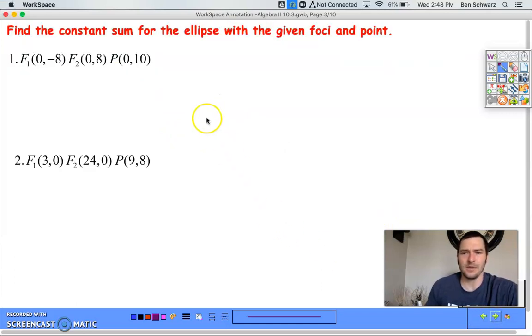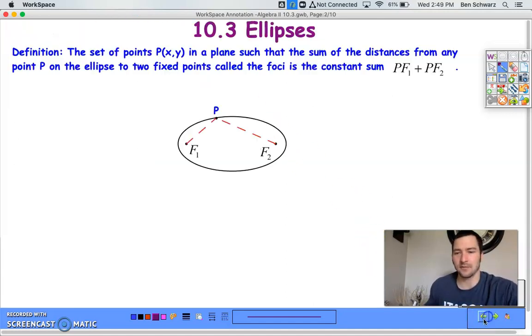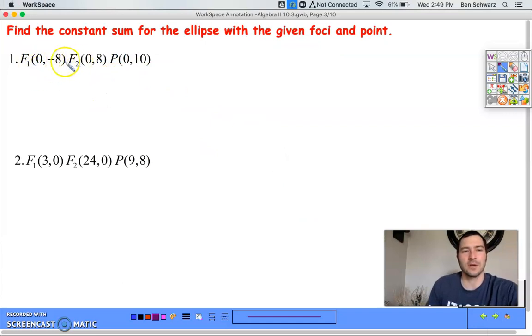So with that in mind, if we want to find that constant sum for an ellipse, we're finding, okay, what do we get when we add these two lengths up? So what we have to do when we have our two foci and our point on our ellipse is figure out the distances. We are using this equation: the distance from F1 to P plus the distance from F2, the other focus, to P as well.